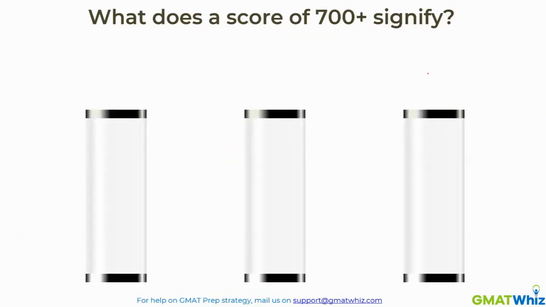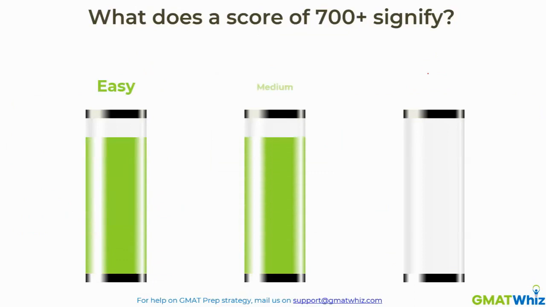So if you want to get a 700 plus on GMAT, you don't have any scope for errors in easy and medium questions. And let me make this, let's say, 720 plus. So you don't have any scope for error in easy and medium questions. You need to get almost all of them correct. In medium questions, 90% accuracy is the minimum that you require if you want to get that level.